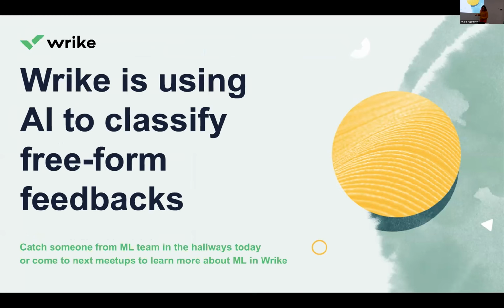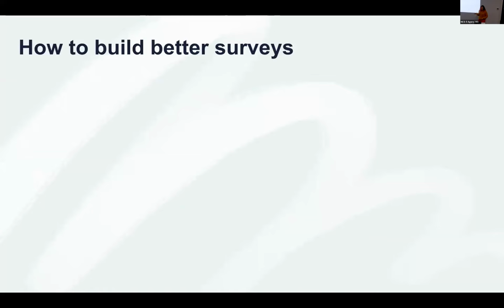On a very quick note about analyzing the other section and just freeform feedback, there's a super cool thing in Wrike. We're using AI to classify freeform feedback. Maybe catch someone, I know there's an ML PM here in the audience. Try to catch him and talk about it, or some other people. If you want to talk about ML and Wrike, maybe we'll cover it in some next meetups.